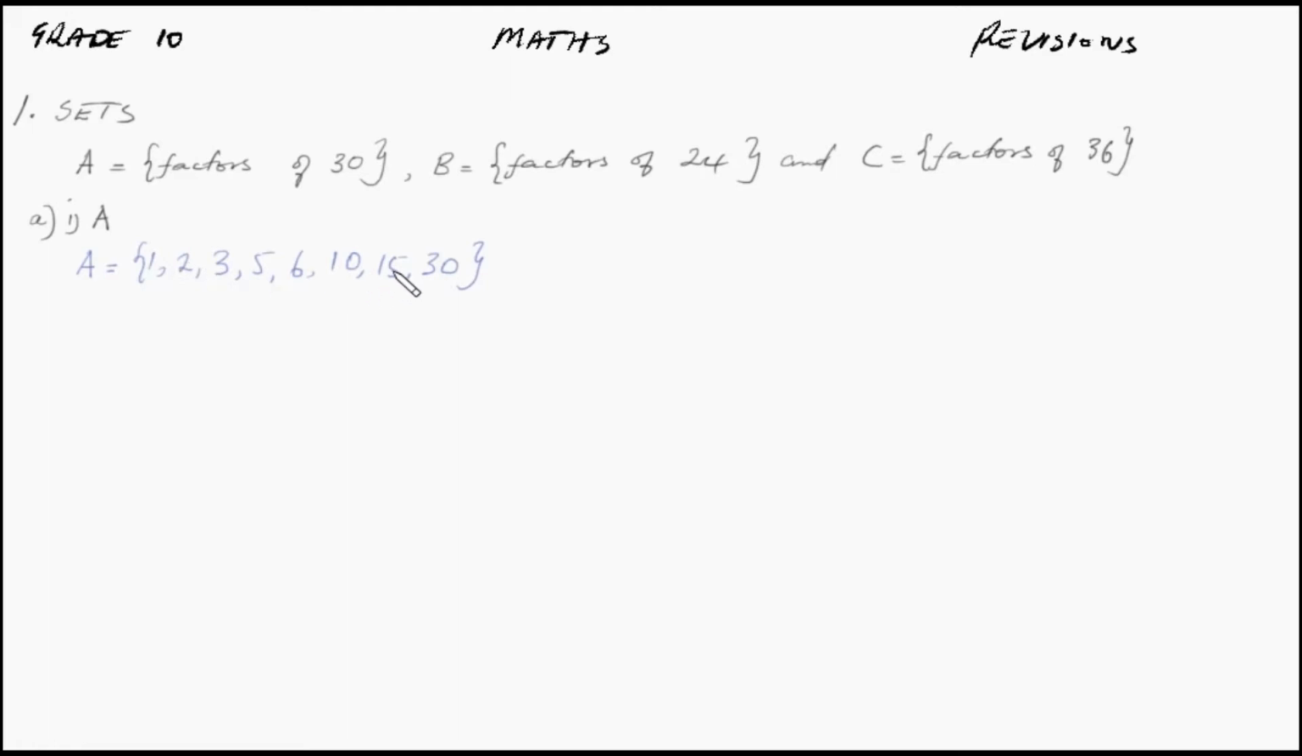1 times 30 is 30. 2 times 15 is 30. 3 times 10 is 30. 5 times 6 is 30. So all these are the factors of 30. All right.